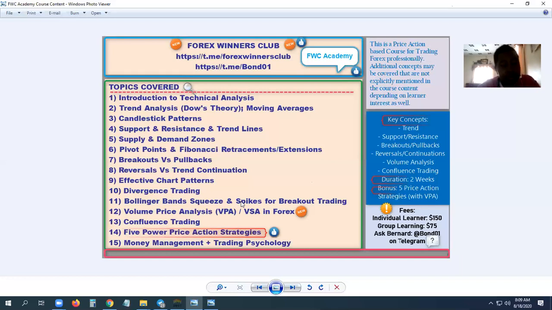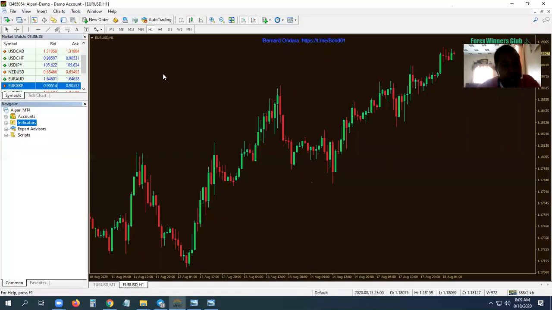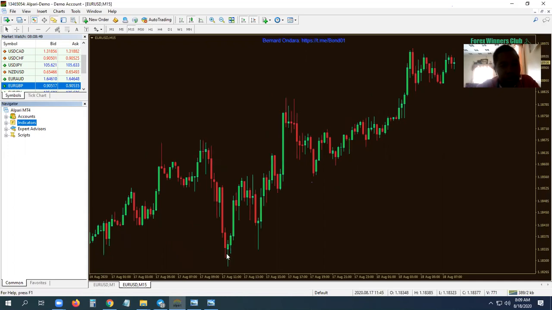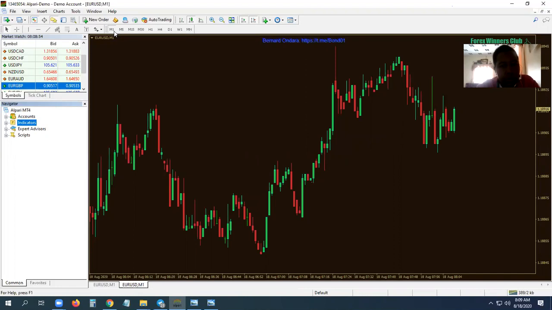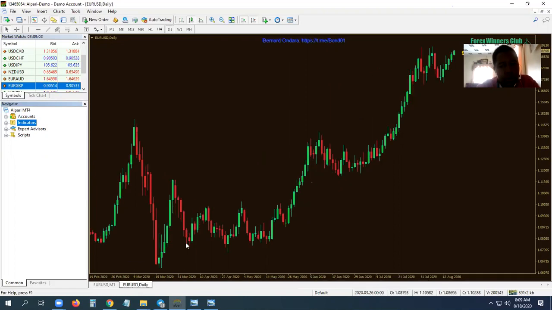Just to confirm to you, this is a 1-hour chart. You can see prices going up, coming down, going up, coming down. If you go back to the 15-minute chart, the same concept: it goes up, comes down, goes up, comes down. Go to 1 minute, same pattern. Even the daily chart will have the same features, up, down, up, down, just like that.